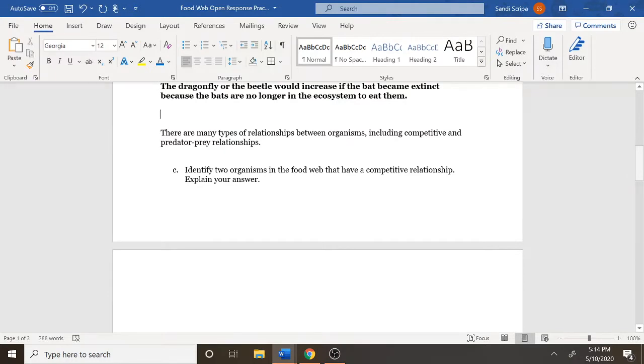All right, part C. There are many types of relationships between organisms, including competitive and predator-prey relationships. Identify 2 organisms in the food web that have a competitive relationship and explain your answer. So we haven't talked too much about competitive relationships yet. We are going to later on, into next week probably.